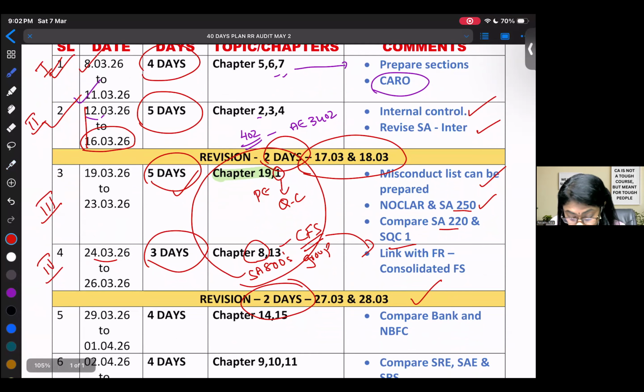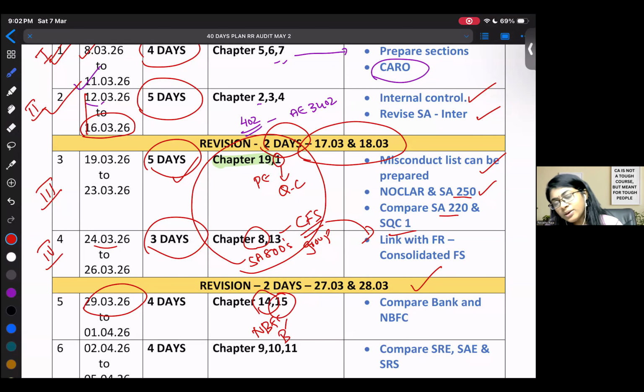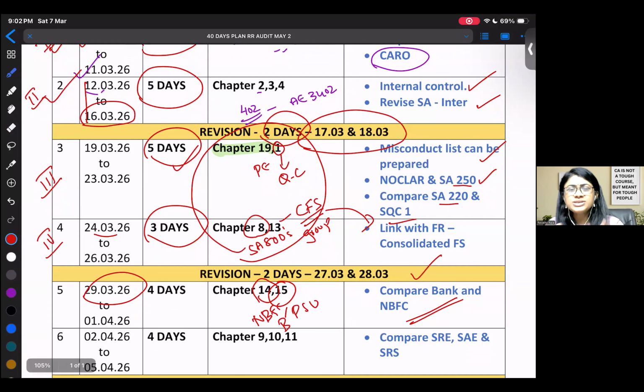Now it's already March 29th. Now come on, come on, come on. Life is a race. Run, run, run. Now going to some other audit chapters like NBFC and bank audit, which is already heavy, combined with a small other audit, which is PSU. When you study NBFC and bank, don't forget to compare: provisions are there in bank, provisions are there in NBFC also. Do link and study. PSU is a comparatively smaller chapter. So for that, I have allotted around 4 days. Now it's April 2nd.